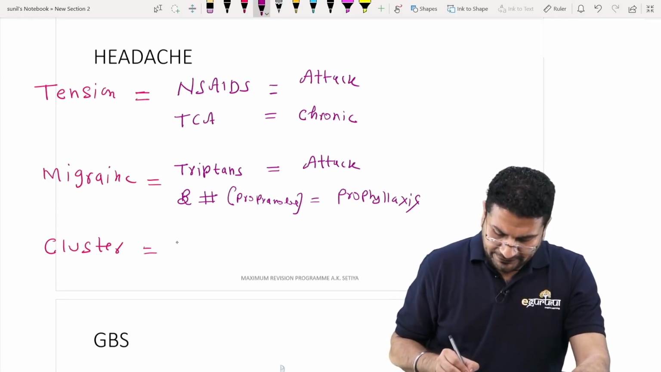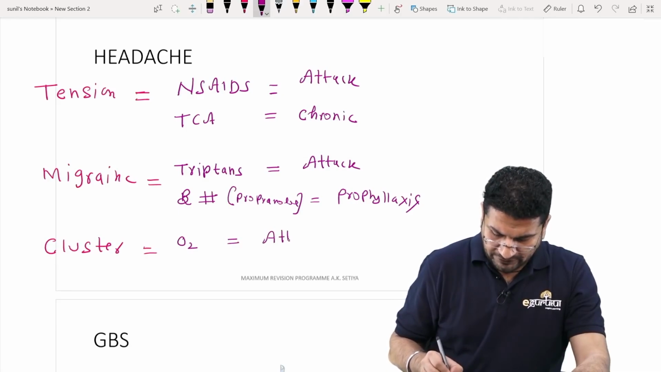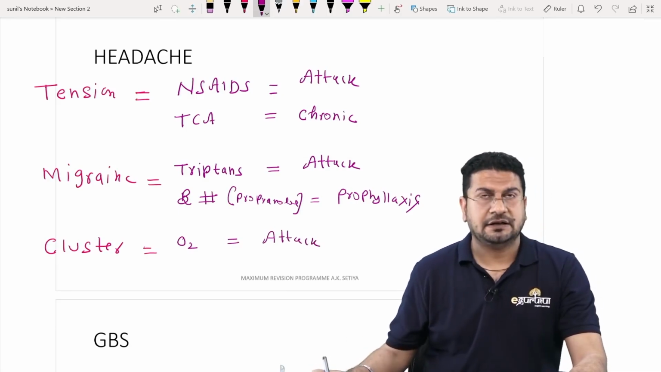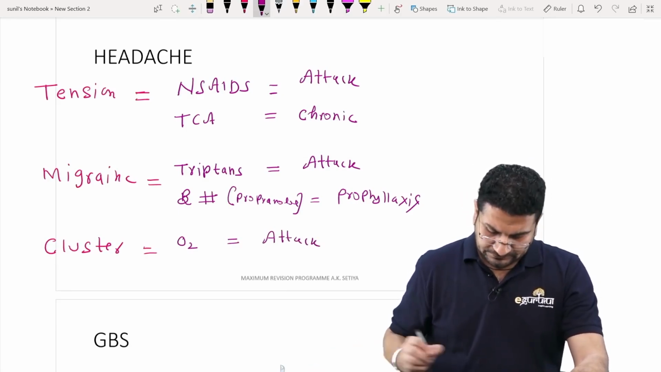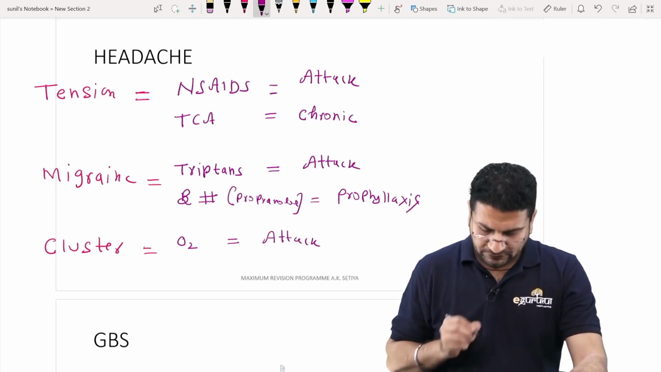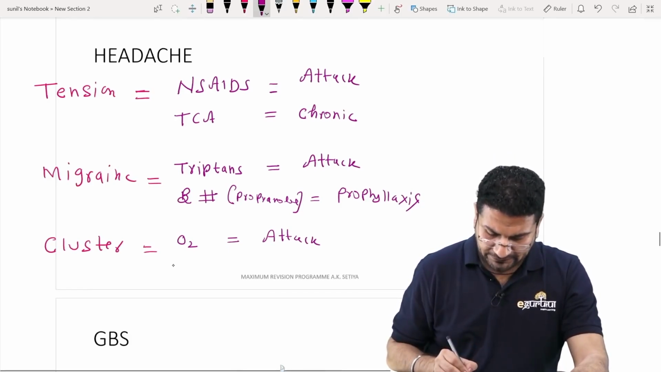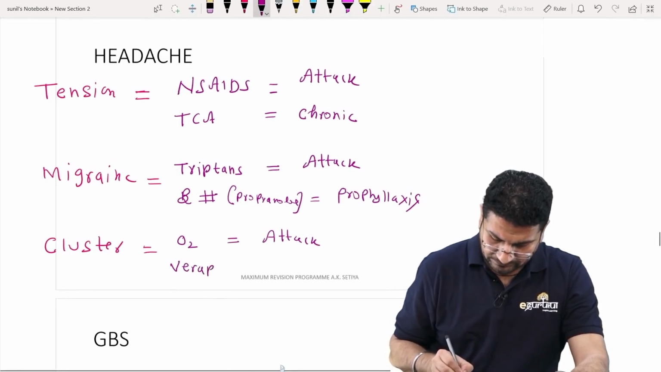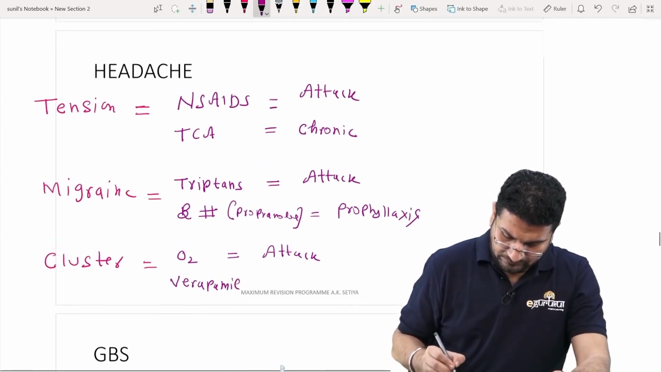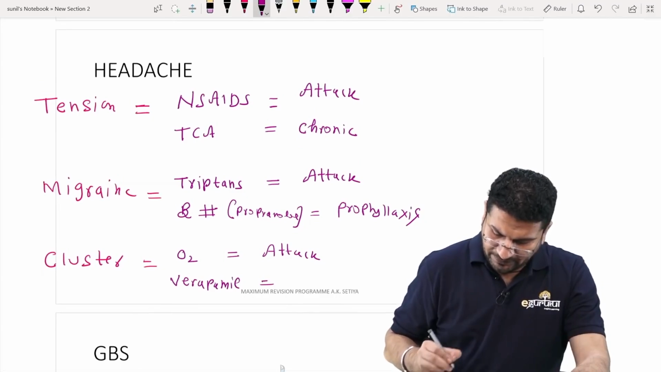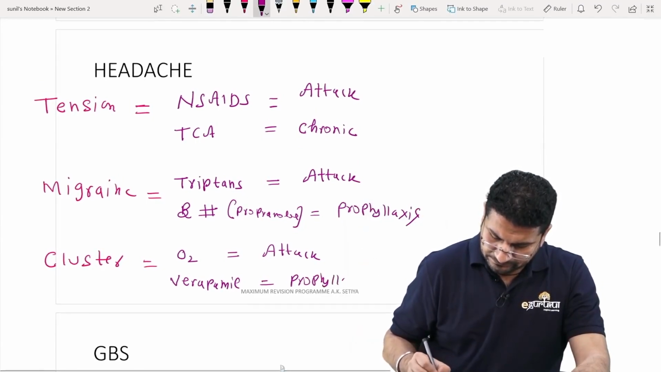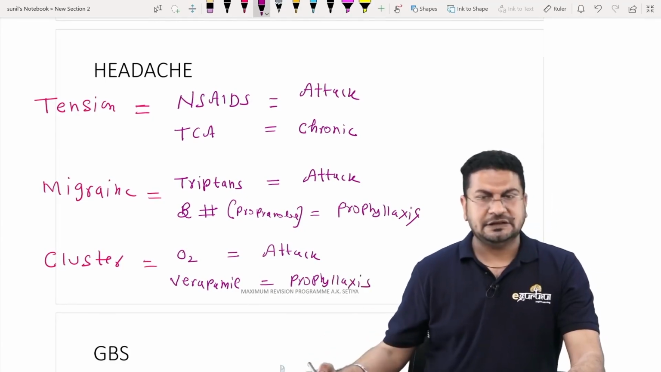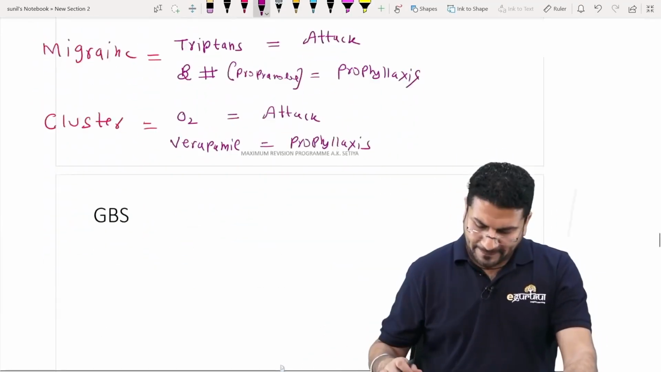If I say cluster headache, during an attack we give oxygen at the rate of 10 to 12 liters. So the drug of choice during an attack is oxygen. For prophylaxis, we prefer to give verapamil. So these are the three common types of primary headache.